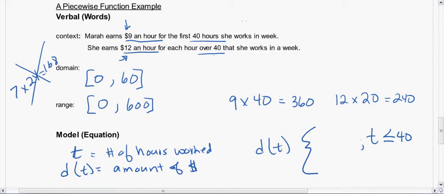well, for every hour she works, she earns $9. 9 times t, 9t. After that, when t is greater than 40, so at 40 she's still earning $9 an hour, but anything more than 40, so that's why it's going to be greater than here, not greater than or equal to, then she's going to be earning $12 an hour, so 12 times the number of hours worked. So there's my model, my equation for the piecewise function.